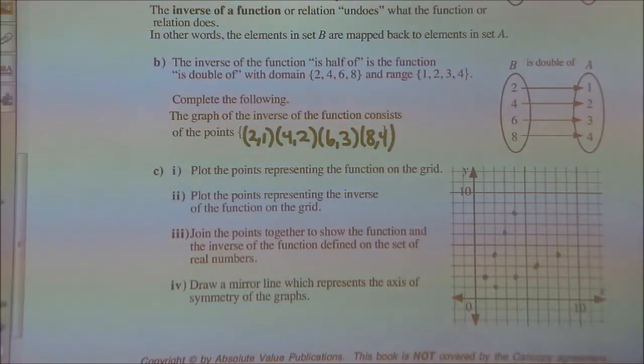Once you're done plotting these points, join them together. So you can use a ruler, you can use the side of your calculator, try to join them in a straight line.